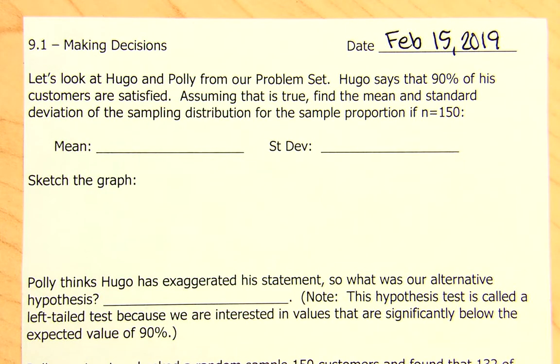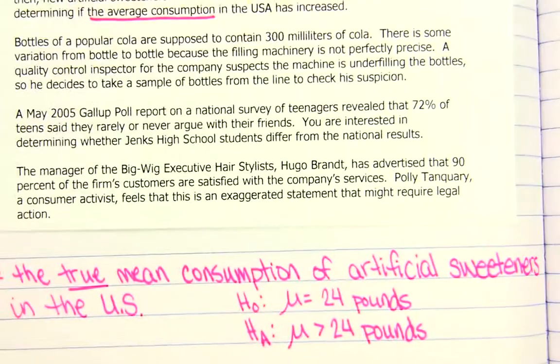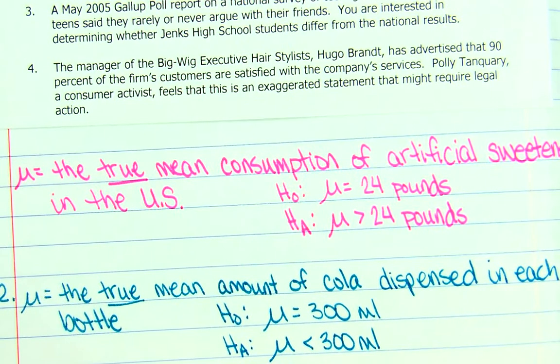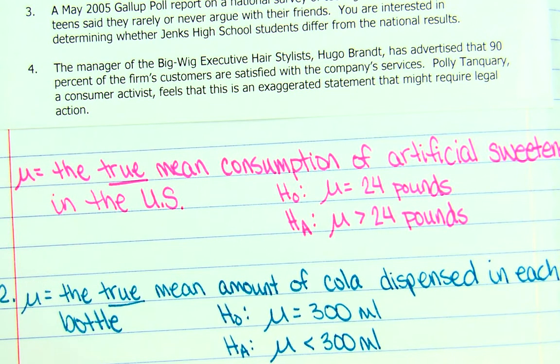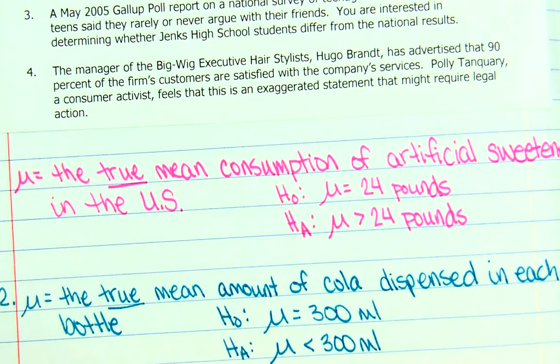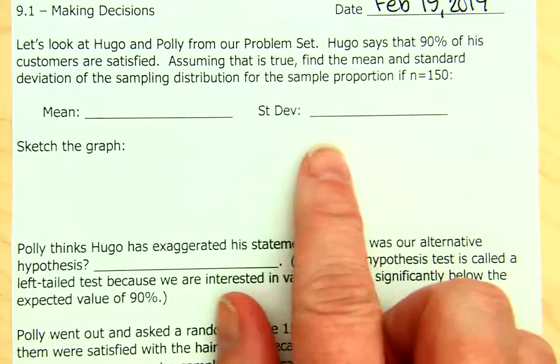So this Hugo and Polly, this was from yesterday's problem set that we just looked at. If you look at this last question, the manager of Bigwig Executive Hairstyles, Hugo Brandt, has advertised that 90% of the firm's customers are satisfied with the company's services. Polly is a consumer activist, and she feels this is an exaggerated statement that might require legal action. Okay? So this is the Hugo and Polly that we're referring to in today's notes.